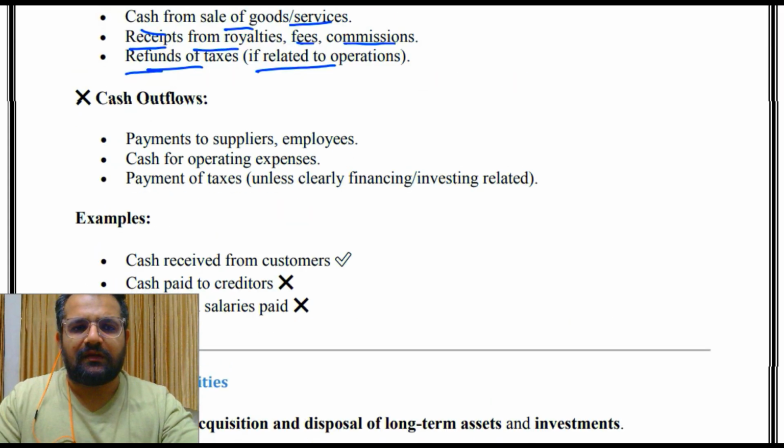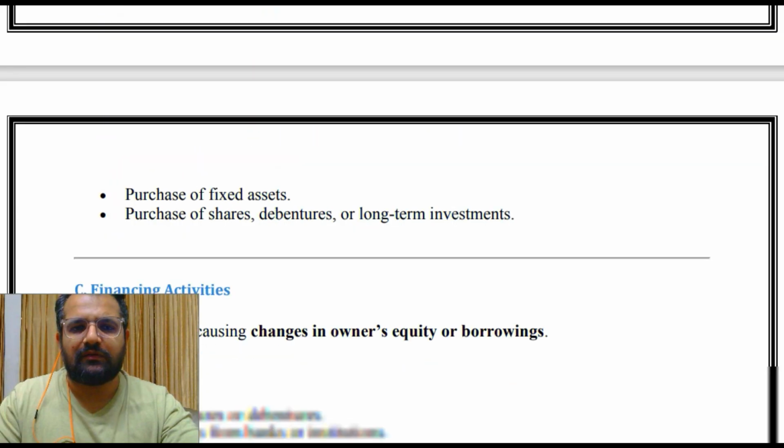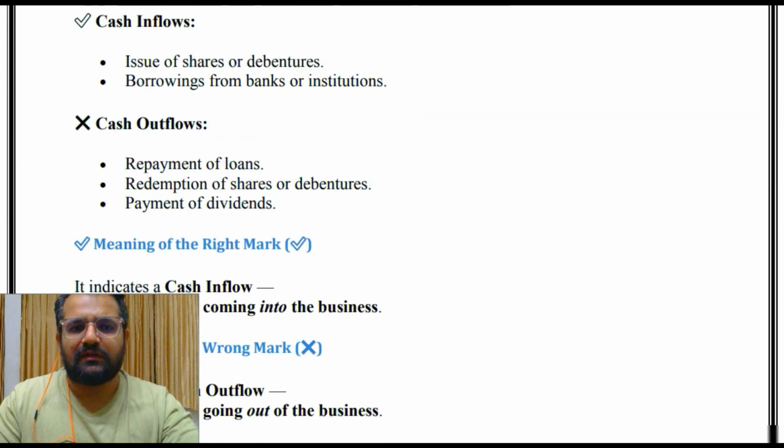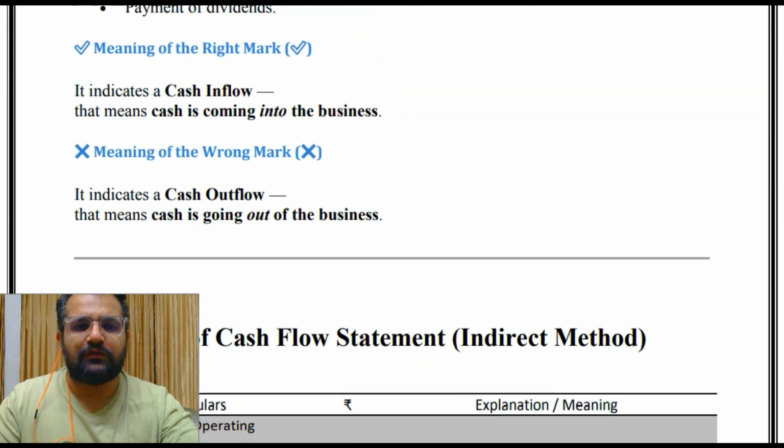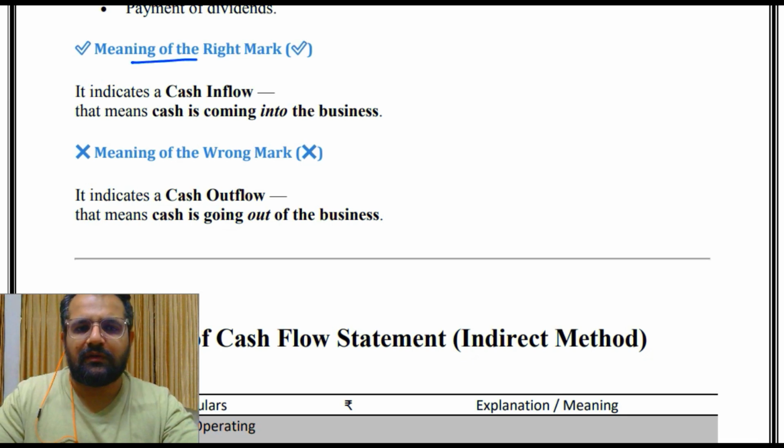ठीक है. Now what is the meaning of this cross and right mark that you are seeing here? So when you will be studying through this PDF, then don't be confused. These are the meanings: the right mark indicates cash inflow, and the cross mark indicates cash outflow.